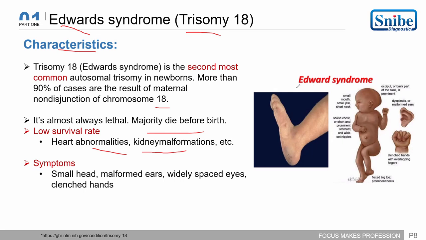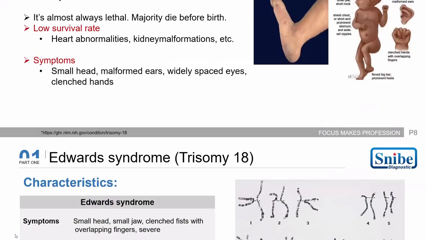The symptoms typical of Edwards syndrome: they have a small mouth with a small jaw and short neck, dysplastic or malformed ears, and widely spaced eyes, which are some of the typical clinical findings of Edwards syndrome babies. Then the clenched hands with overlapping fingers, flexed big toe, and prominent heels. These are the typical features of Edwards syndrome, and on this basis, during screening, it can be ruled out whether the baby belongs to Edwards syndrome.